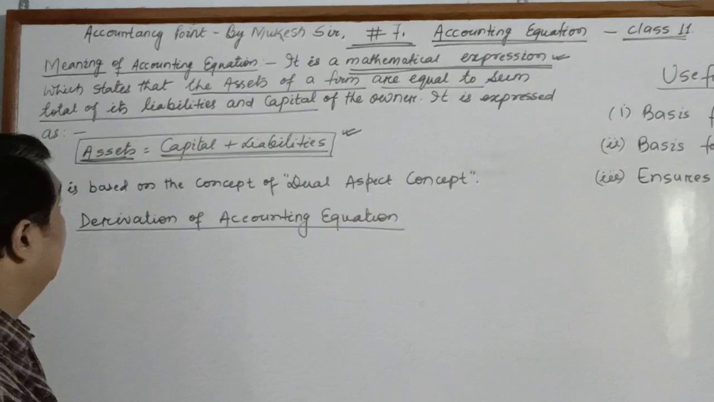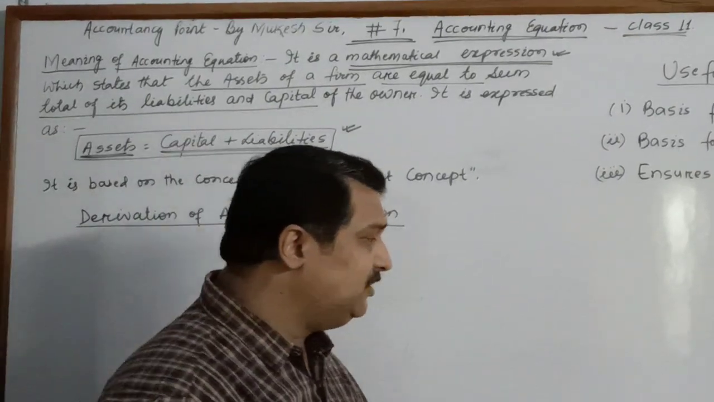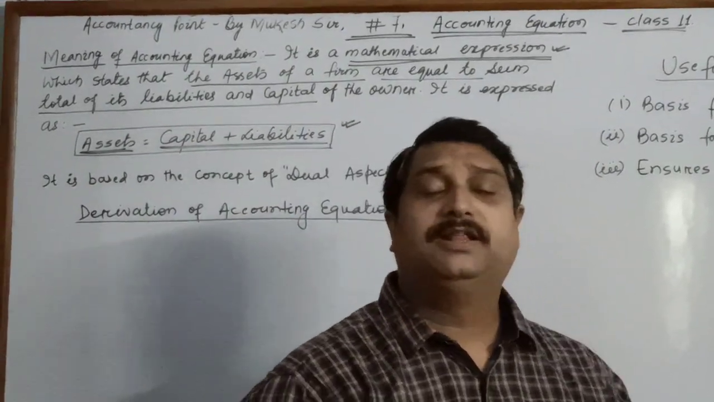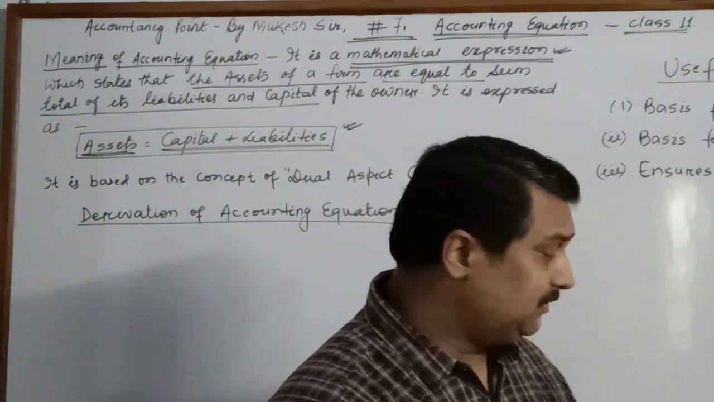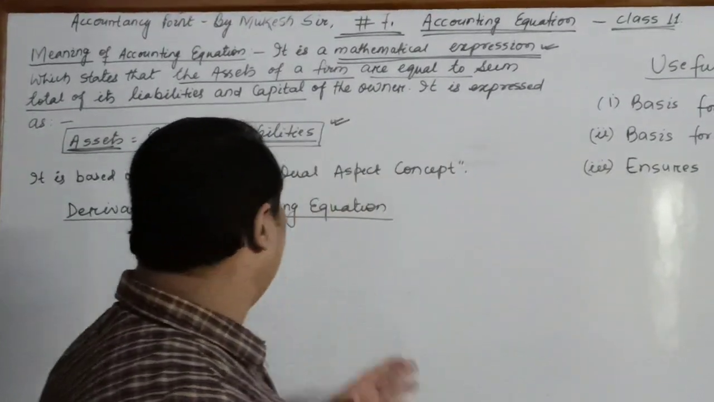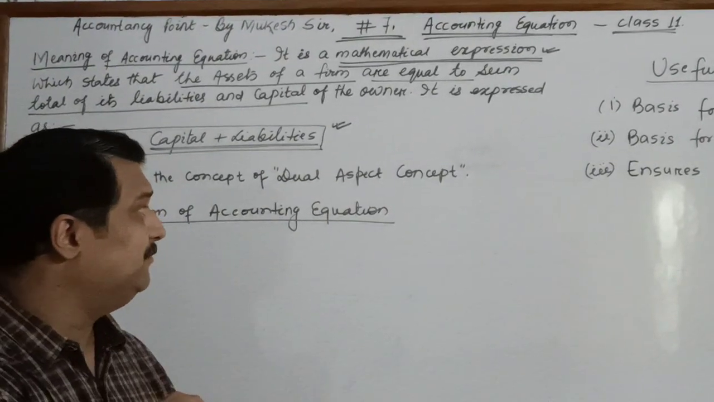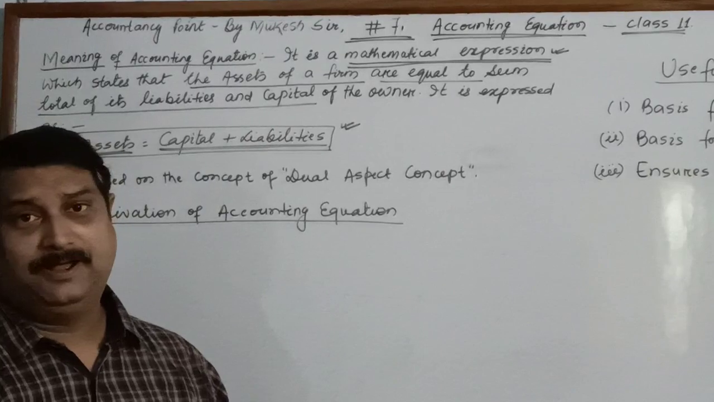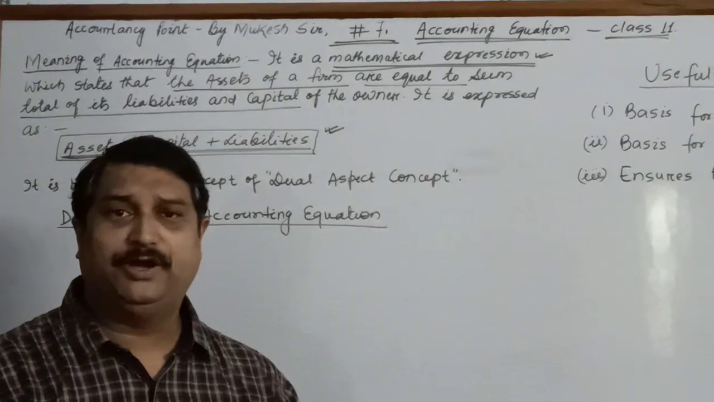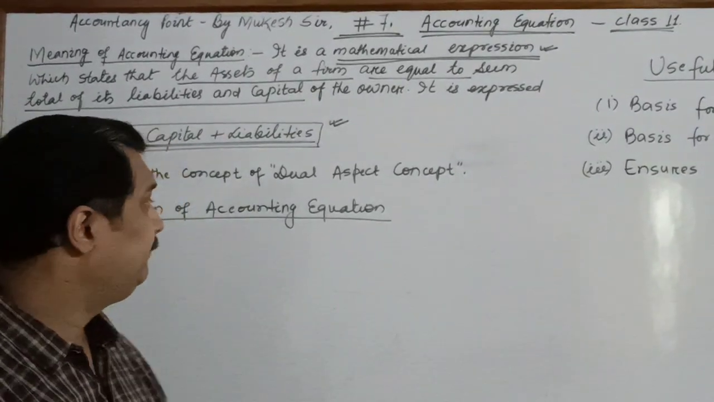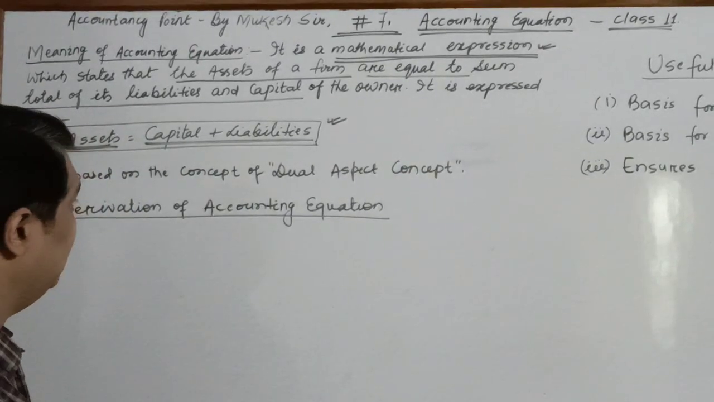Now children, this accounting equation is based on the concept which is called the double aspect concept. If you remember, we had discussed about the double aspect concept in the chapter of GAAP. If you have not seen the video, please watch the video so that you may have a better understanding.